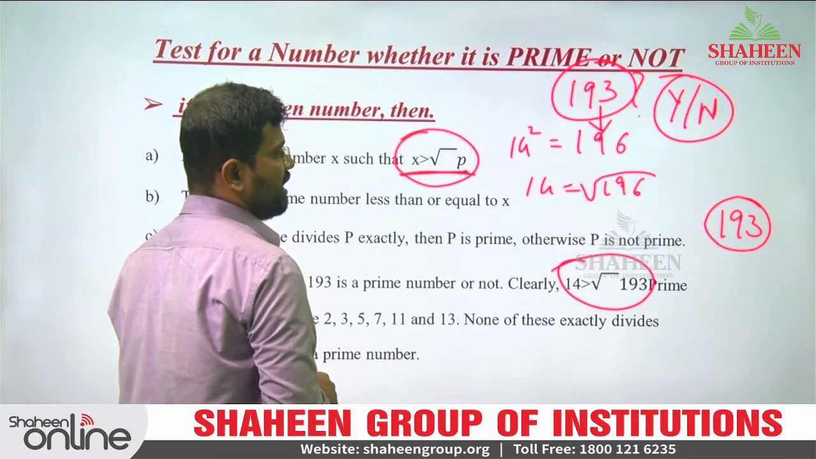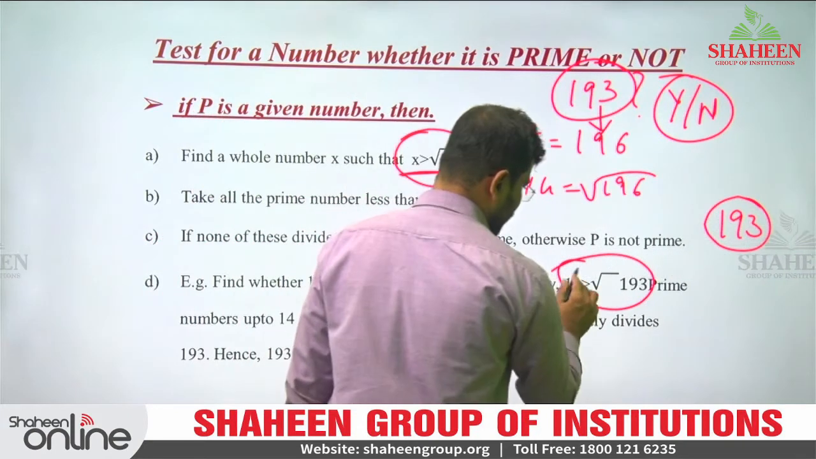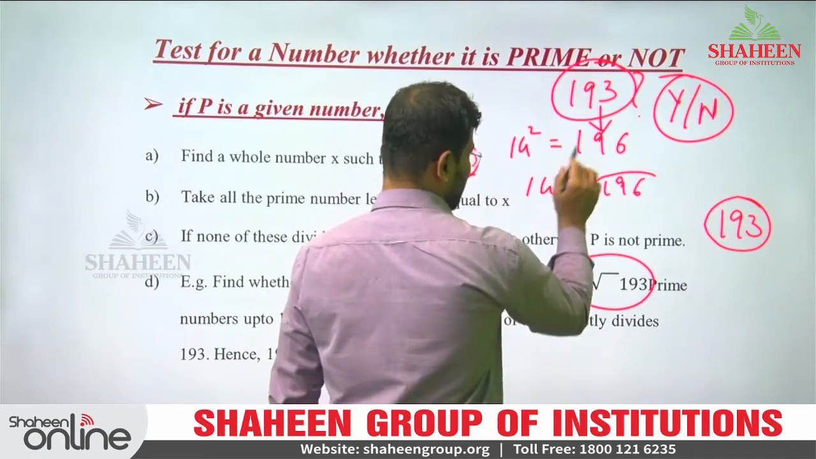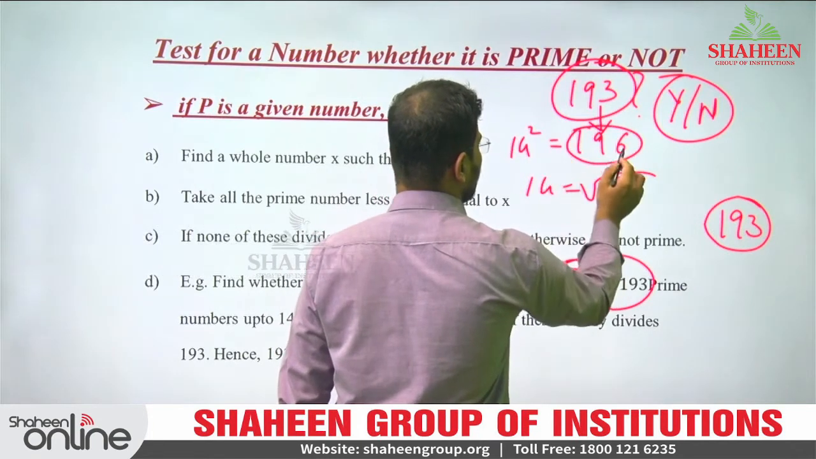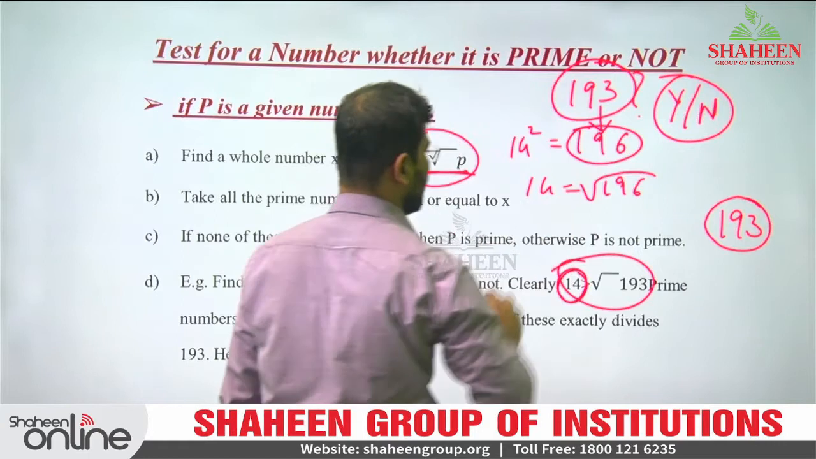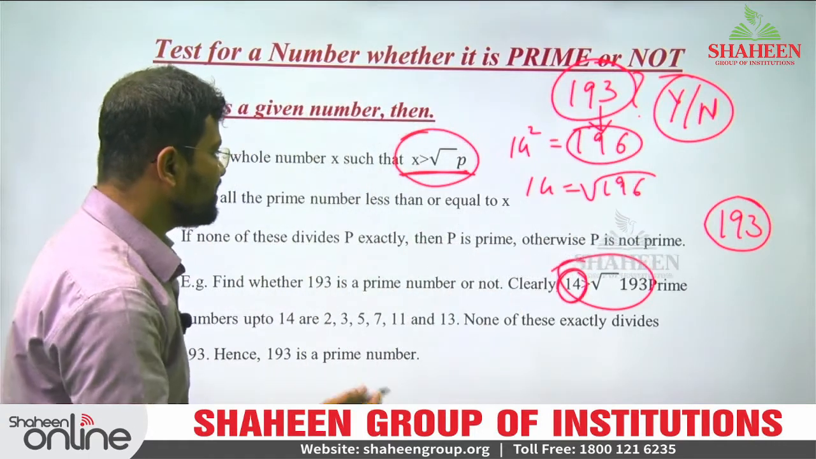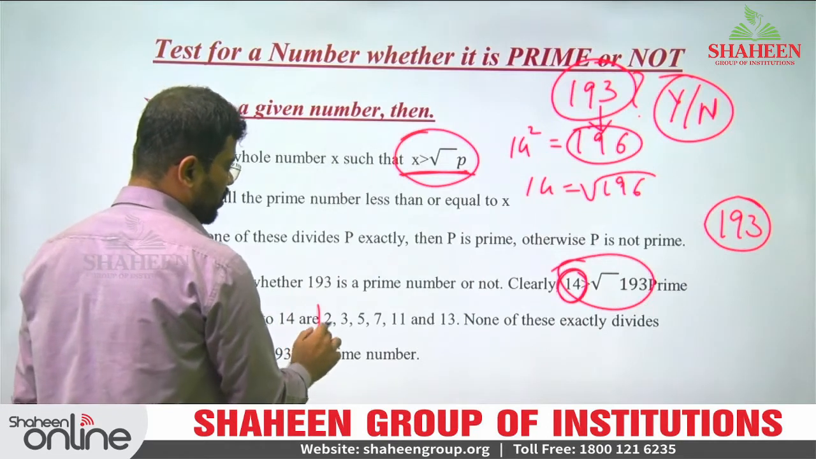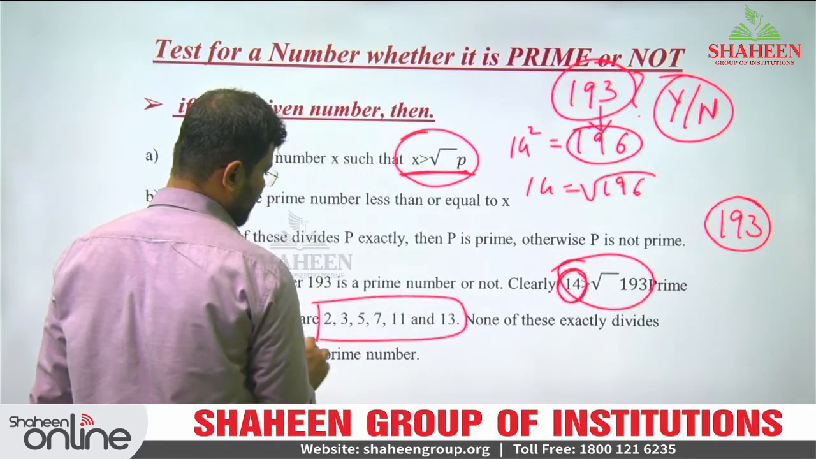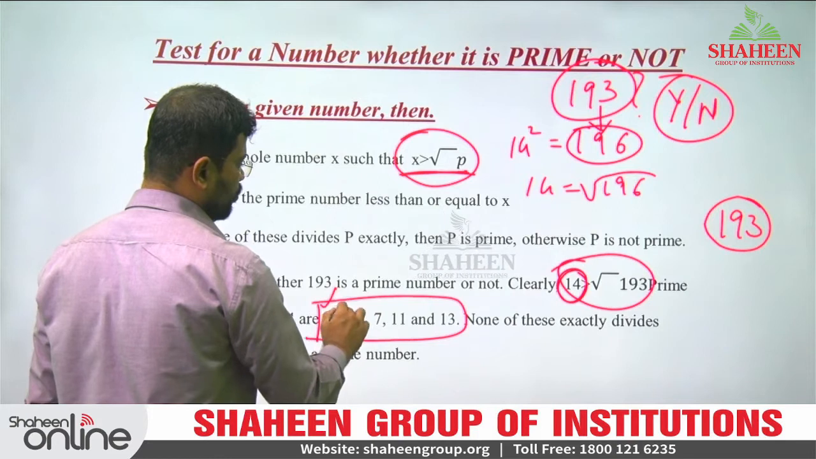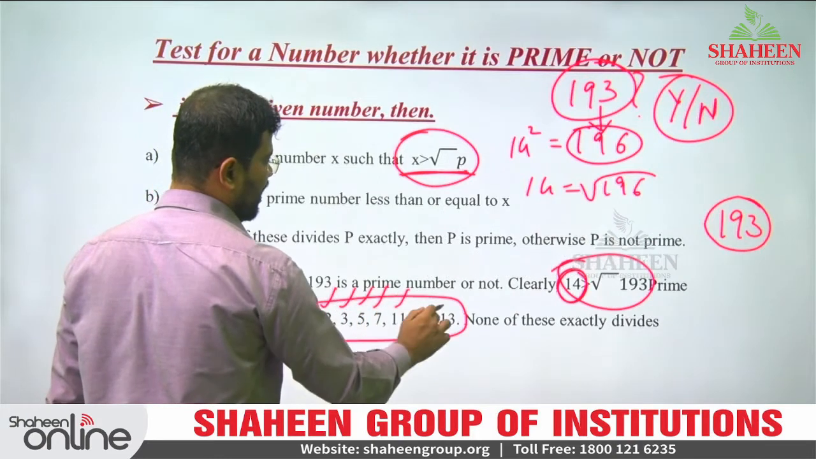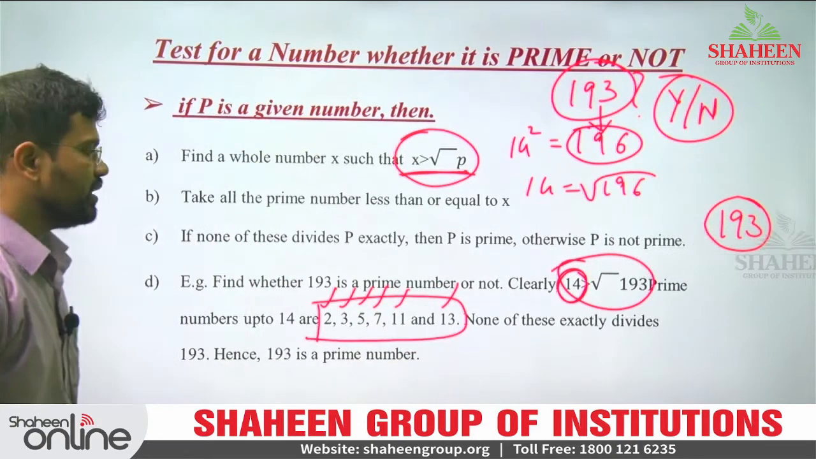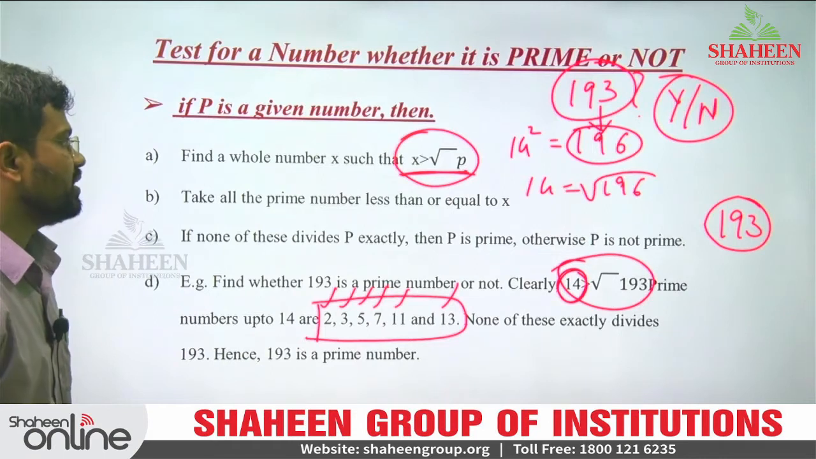We can easily identify it. Now 14 is there; 14 squared is equal to 196, and 193 is near to 196. Now, less than 14, what prime numbers are there? How many are there? 2, 3, 5, 7, 11 and 13.